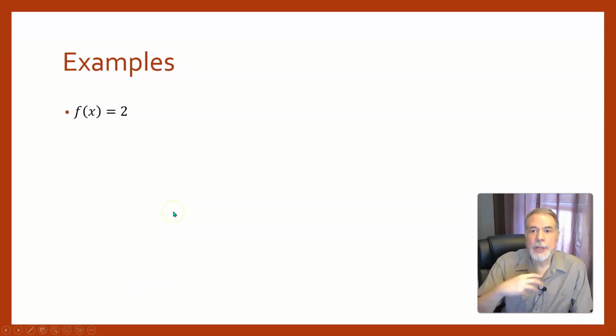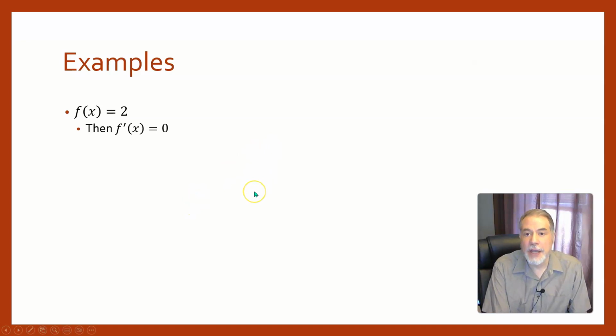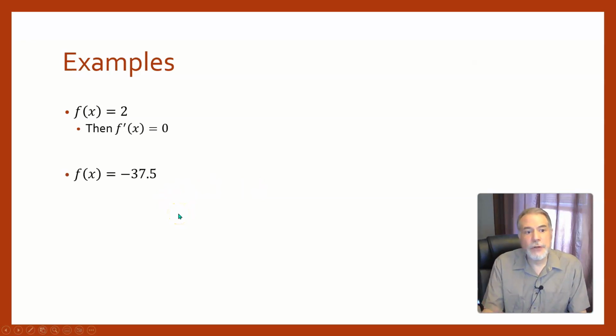So for example, if f of x is 2, that is, this is the function where no matter what you put in for x, you always get 2 out as the output, the value of f of x. Then f prime of x would be 0. What about if f of x is negative 37.5? Then f prime of x is still 0.